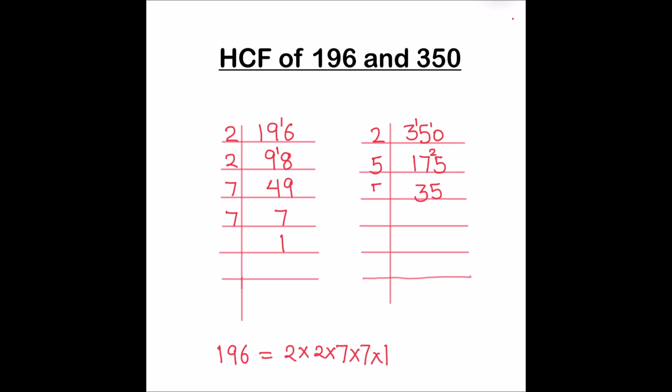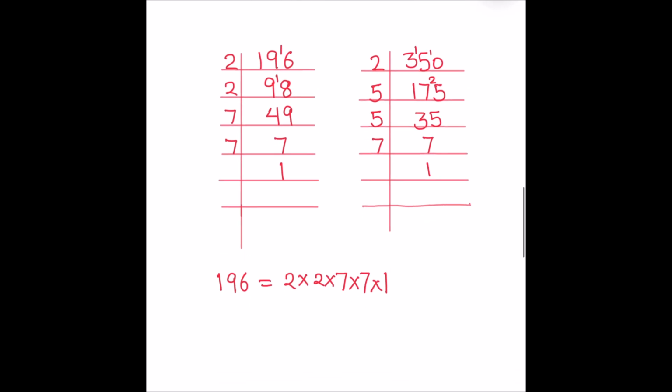Now 5 times 7 is 35. 7 times 1 is 7. So 350 is also fully divided. Let's write the factors of 350, which is 2 times 5 times 5 times 7 times 1.